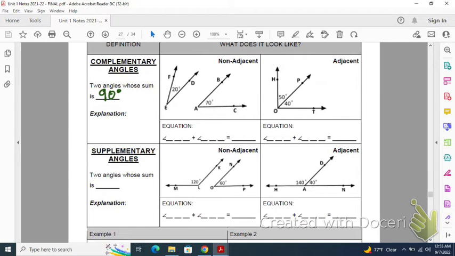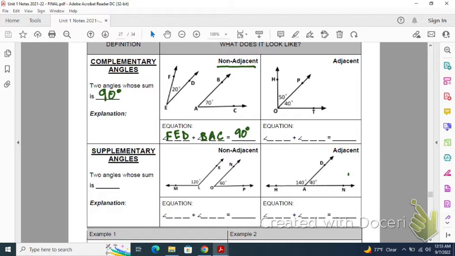They do not have to be adjacent. They can be 2 separate angles, as for example in the first diagram. Those 2 angles are separate from each other, but those 2 angles are complementary because they add up to 90. So angle FED plus angle BAC equals 90 degrees.